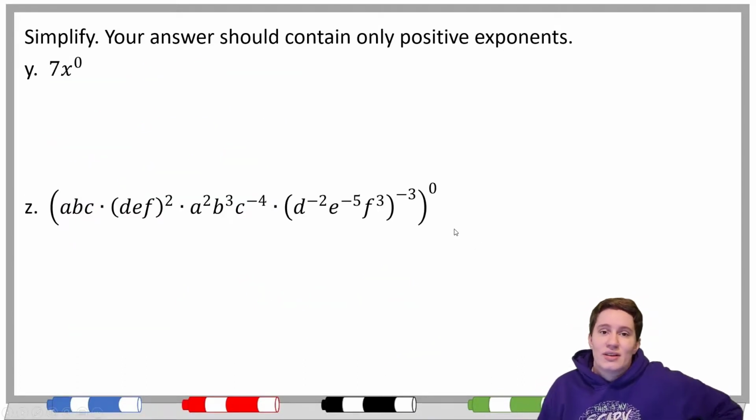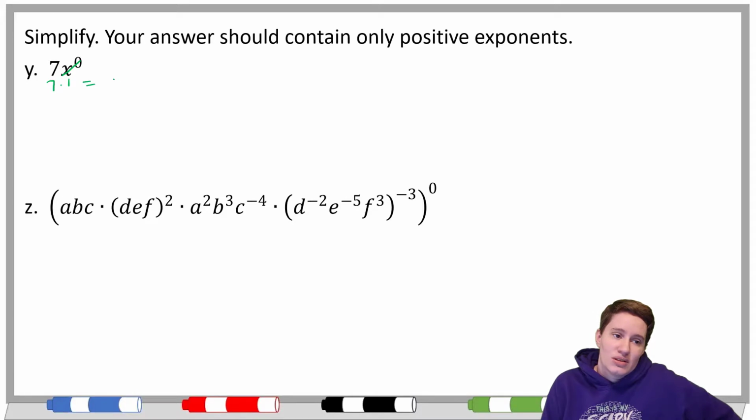Now, 7x to the 0. Well, x to the 0 is just 1, so this is really 7 times 1, which is 7.